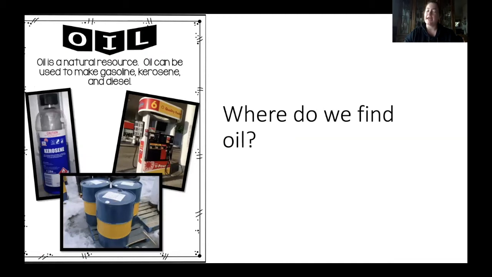Ooh, oil. Now, this is something that first graders don't really have to worry that much about. But oil is a natural resource. It can be used to make gasoline, kerosene, and diesel. And these are all types of fuels that we use to help our cars go. They help with electricity. Sometimes they help with ovens and stoves. They help with like airplanes. You find oil in the earth. Oil is definitely one of those resources that is not that renewable. And we're going to learn about that later. But we use this natural resource a lot.